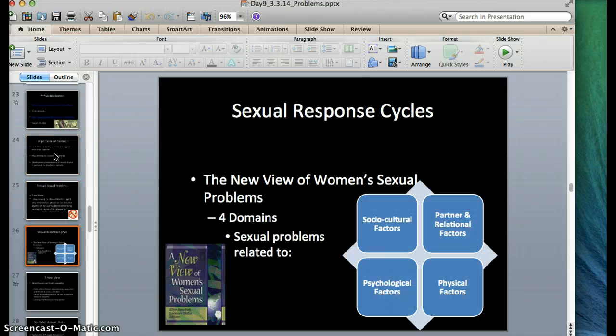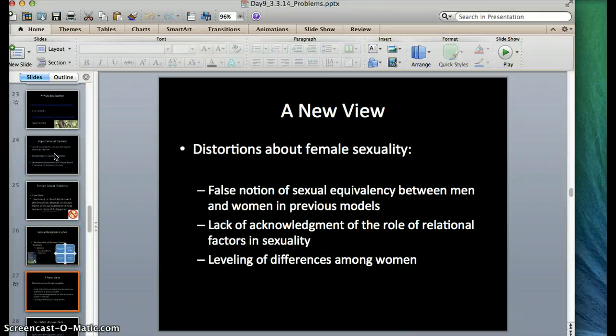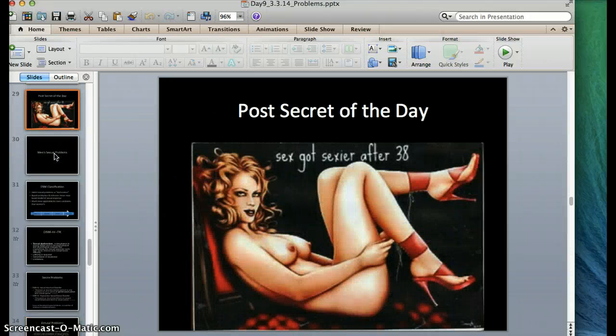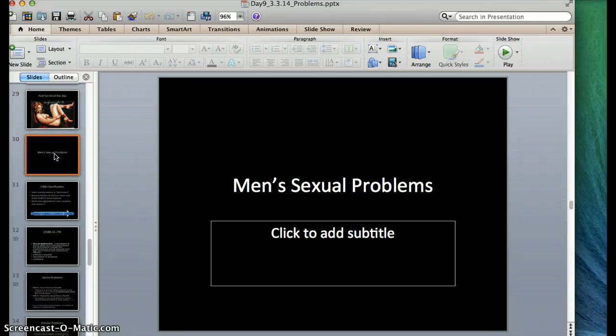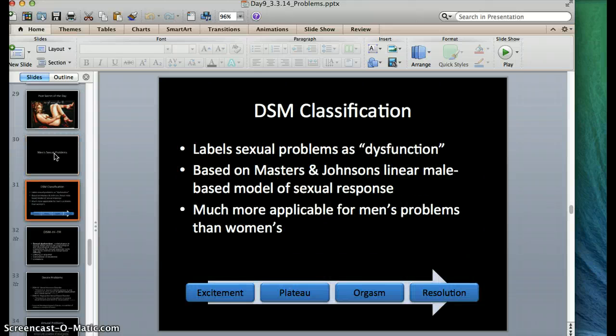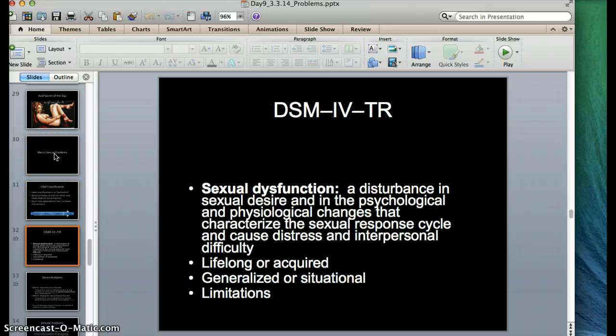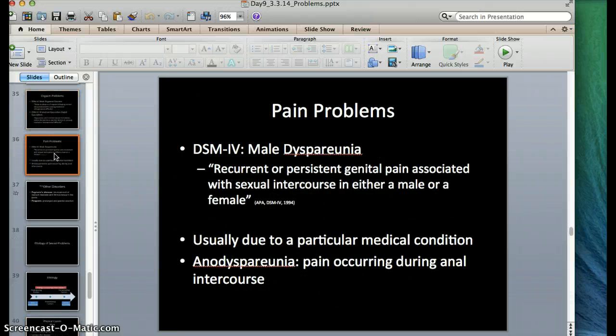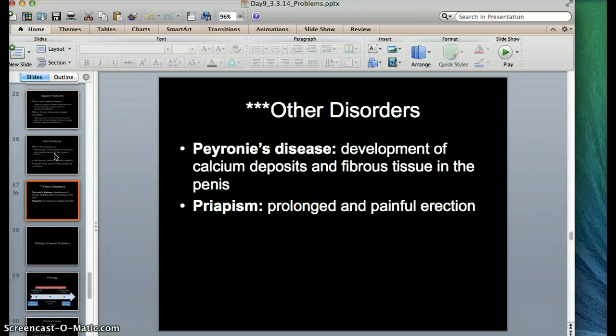The context, we talked a little bit about that. I encourage you to read through all of this. Again, you won't listen to this if it's too long. So, another post secret of the day. Now with men's sexual problems, we see the same thing, here's all the problems. We see the same thing when it comes to etiology.